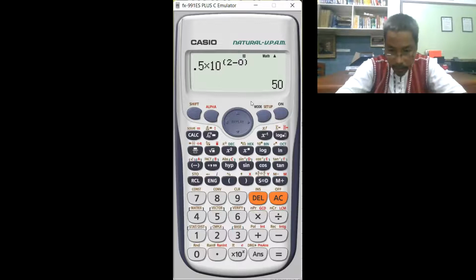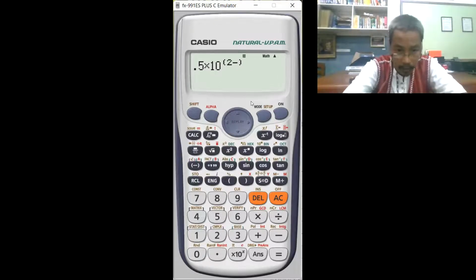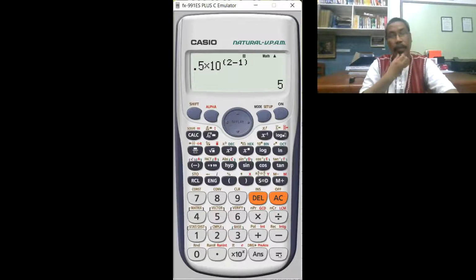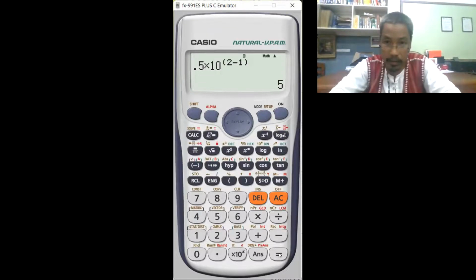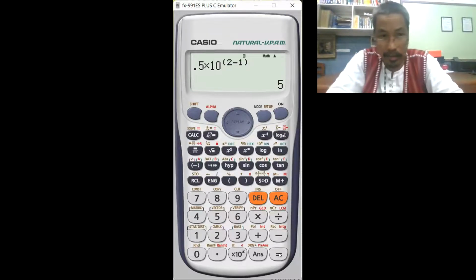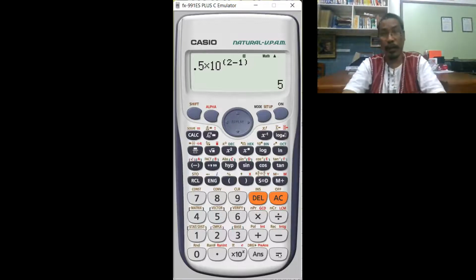Answer is 50. Let us go back. Let us replace this by 1 and equal sign 5%. So 5% is correct because 5% is greater than 0.500417%.